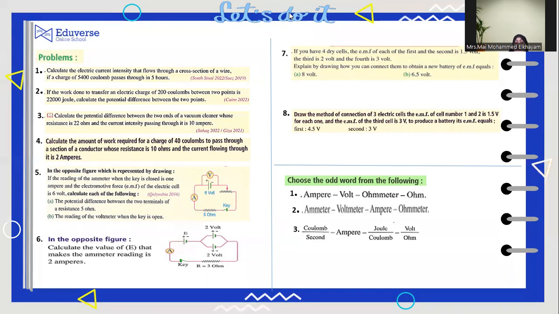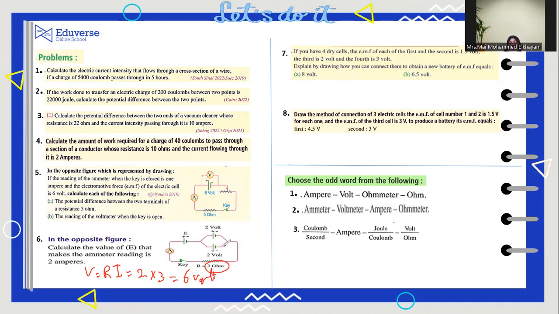Okay. In the opposite figure, calculate the value of E. The ammeter reading is 2 ampere. I have the resistance 3 ohm and current 2 amperes. V equals R i, equals 2 multiply 3, 2 for the current intensity, and R is 3, equals 6 volt.